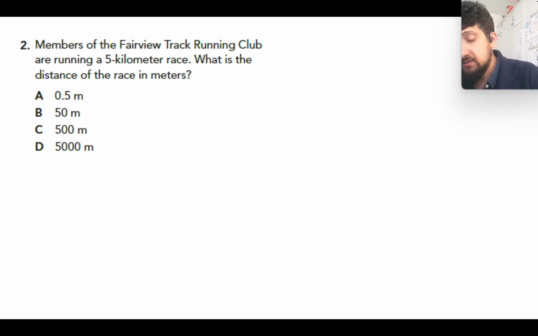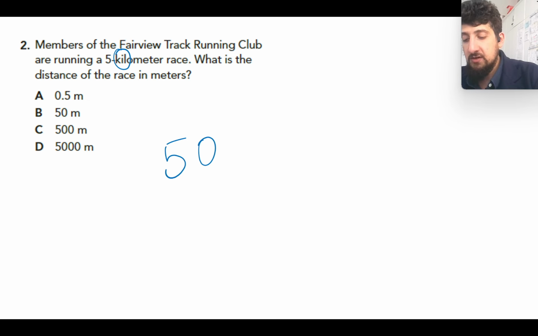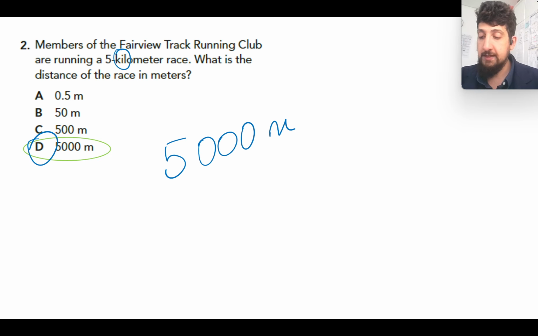5 kilometers. Okay, so remember the word kilo. Kilogram means 1,000 grams. Kilobytes means 1,000 bytes. Kiloliters means 1,000 liters. Kilometers means 1,000 meters. The word kilo just means 1,000. I can say, for example, 1 dinar has 1,000 fils, or 1 dinar has kilo fils. That's all it means. It means 1,000. So 5 kilometers just means 5,000 meters. Okay, so that's D.